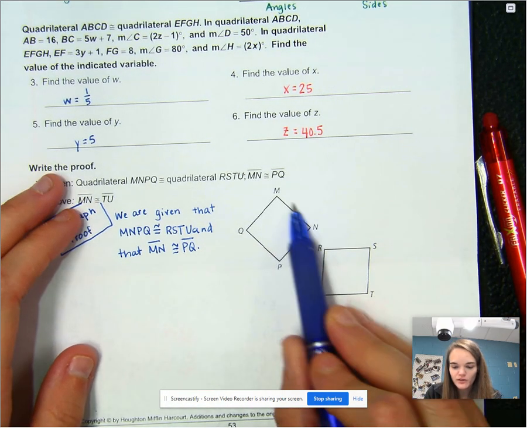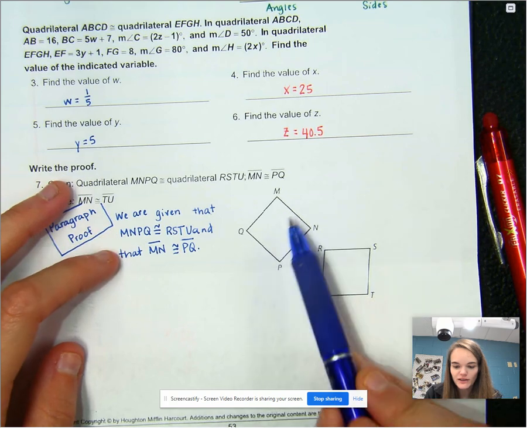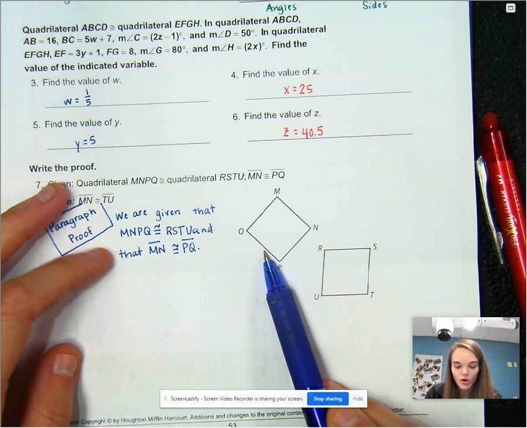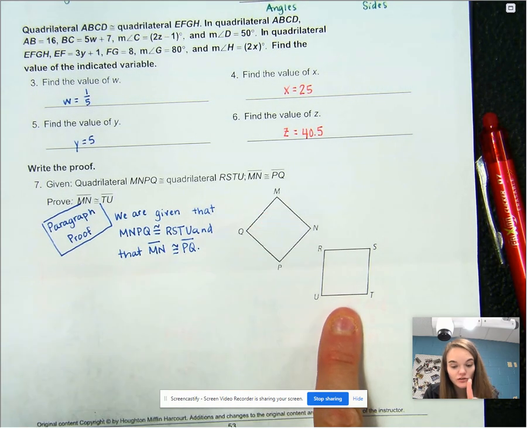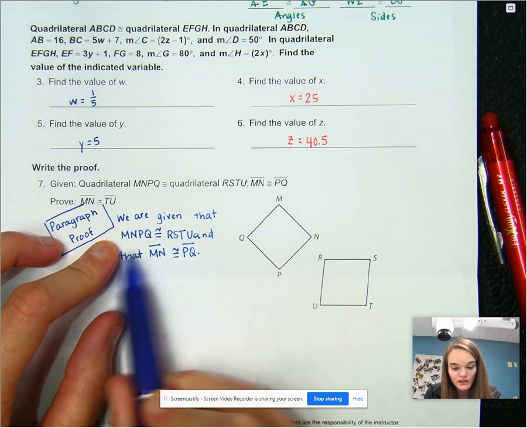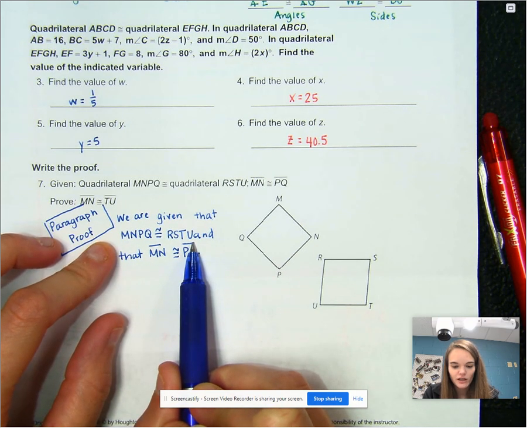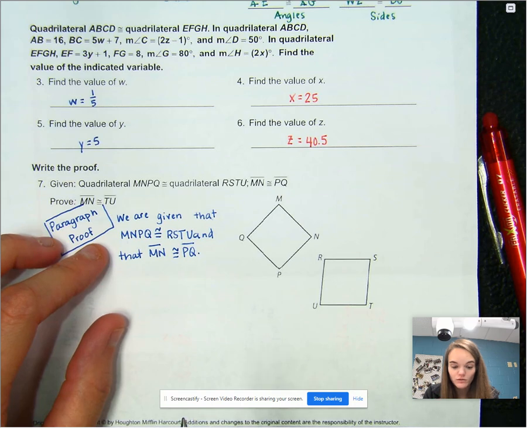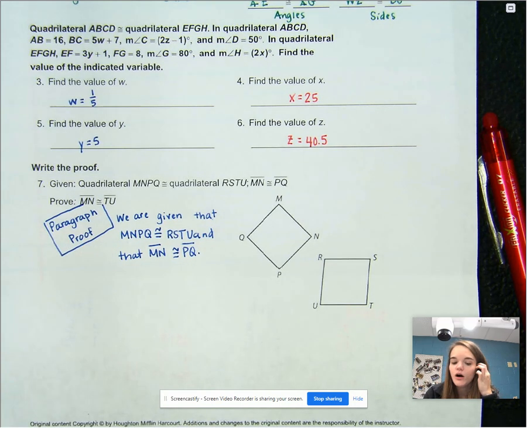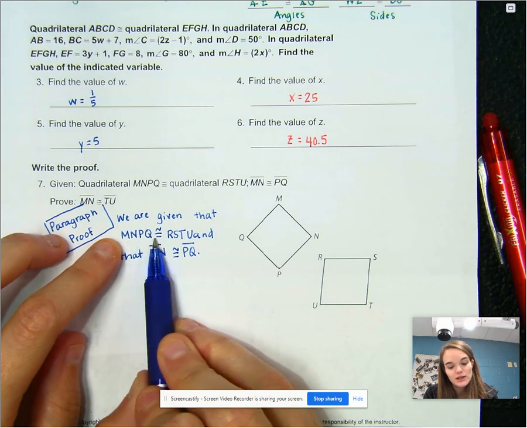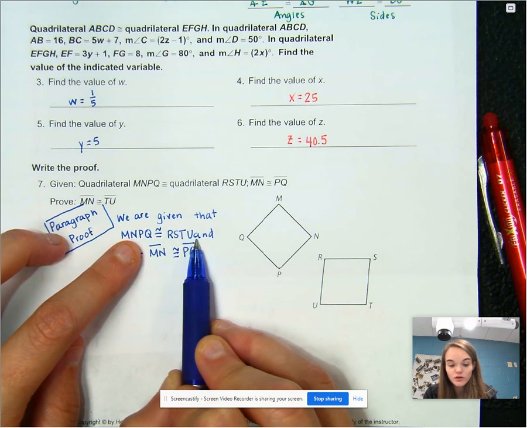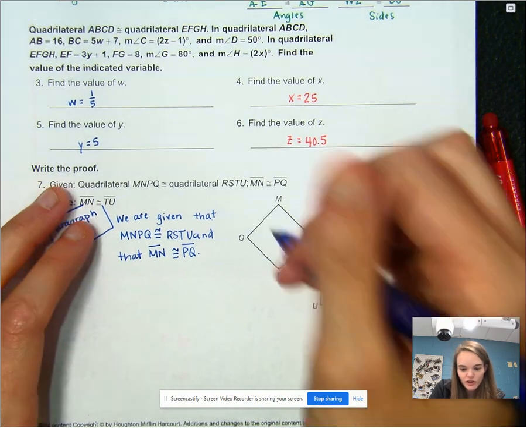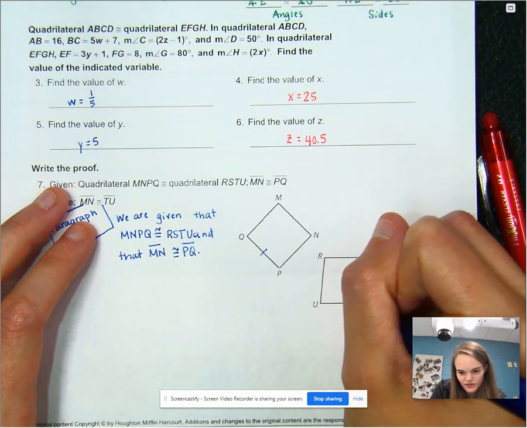Okay, so we know these two are congruent to each other, and we know that this MN is congruent to PQ, okay? We need to show that MN is congruent to TU. Well, let's look first. Is MN congruent to TU in this statement? No, that's not going to help us then. But what do we know? We know already that MN is congruent to PQ. What do we know about PQ? Well, look at this. PQ and TU are congruent. That's probably going to help us. Okay, so let's go ahead and say that. PQ and TU are congruent.